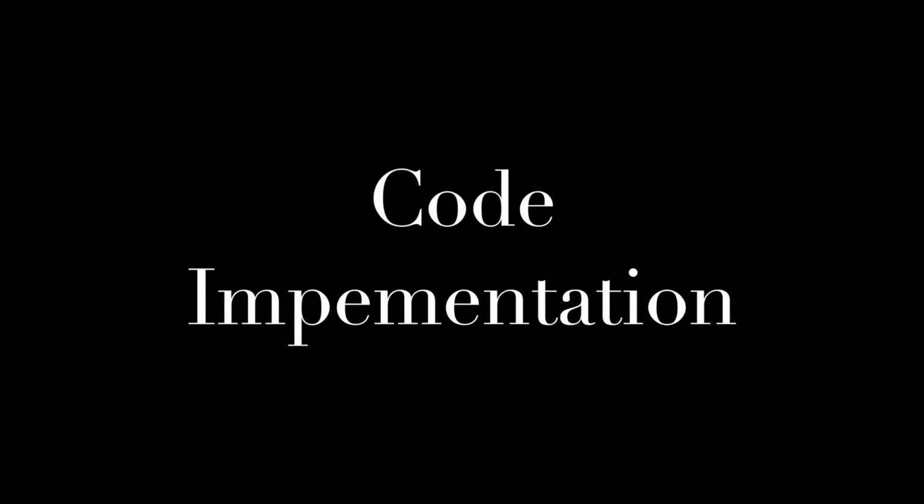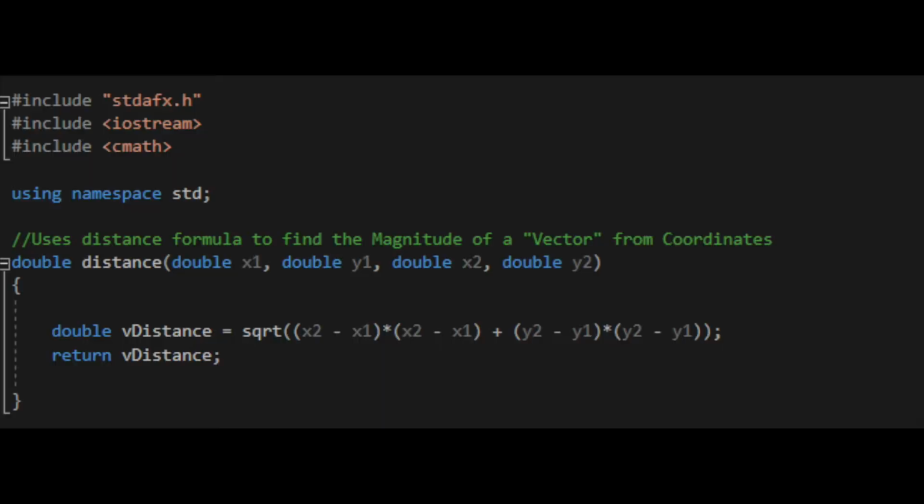Okay, moving on to the implementation. We're going to need to create a couple of functions, and we're going to need CMath and IOStream. For our first function, we're going to create the distance formula. We begin double distance with arguments x1, y1, x2, y2. We create a double value v distance equal to the distance formula as shown, and return v distance.